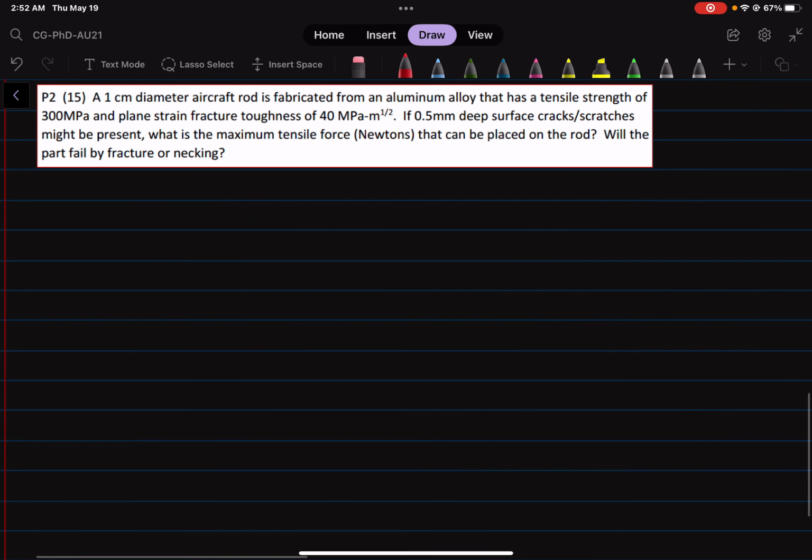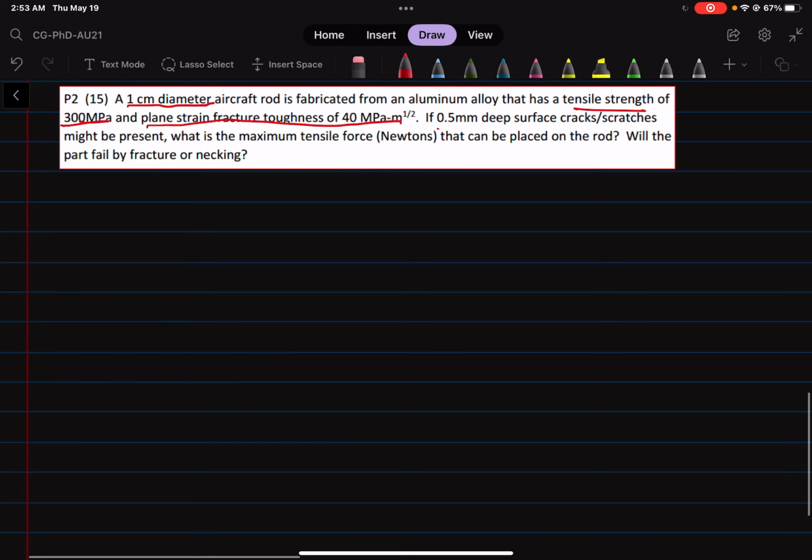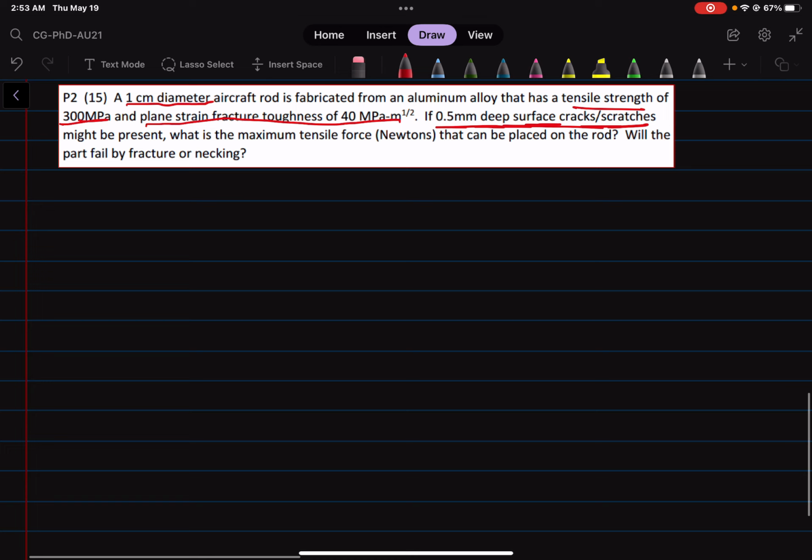Okay, let's solve this question. This will be related to the fracture equation that we just studied. Alright, so a 1 centimeter diameter aircraft rod is fabricated from an aluminum alloy that has a tensile strength of 300 megapascals and a plane strain fracture toughness of 40 megapascals per meter square root. If a 0.5 millimeter deep surface crack or scratch might be present, what is the maximum tensile force that can be placed on the rod? Will the part fail by fracture or necking? So let's write down what all we know. It is given that the initial diameter is 1 centimeter.